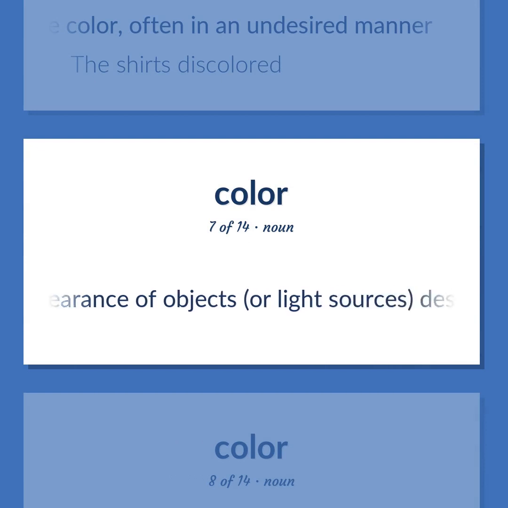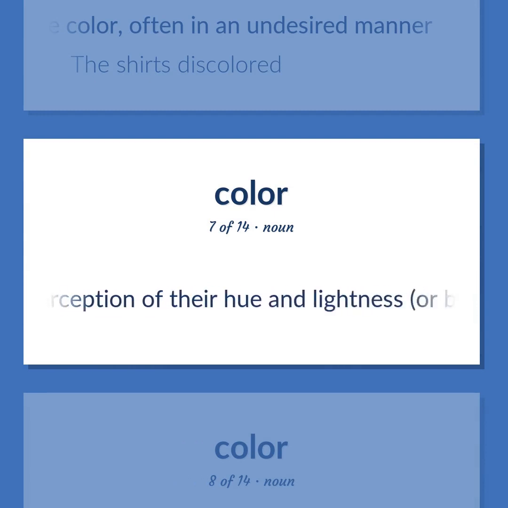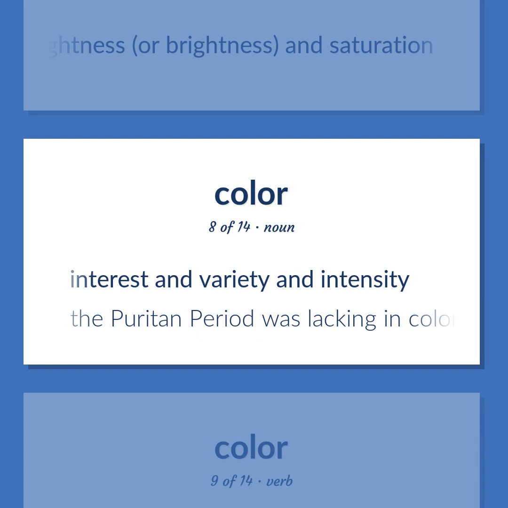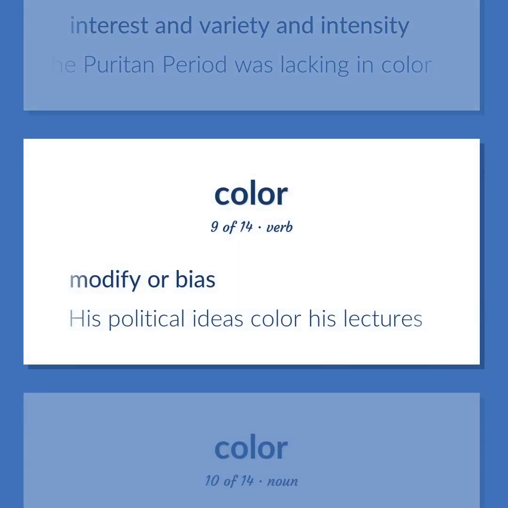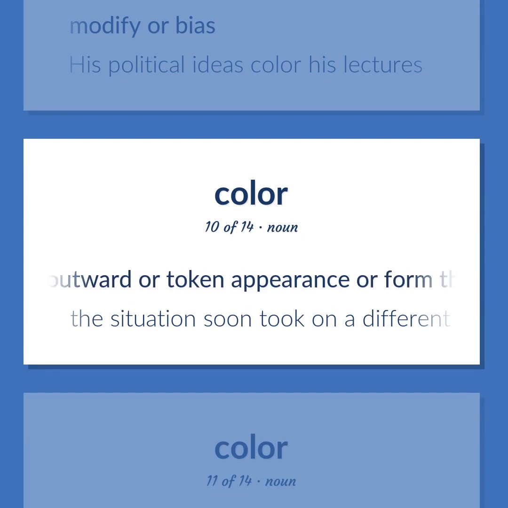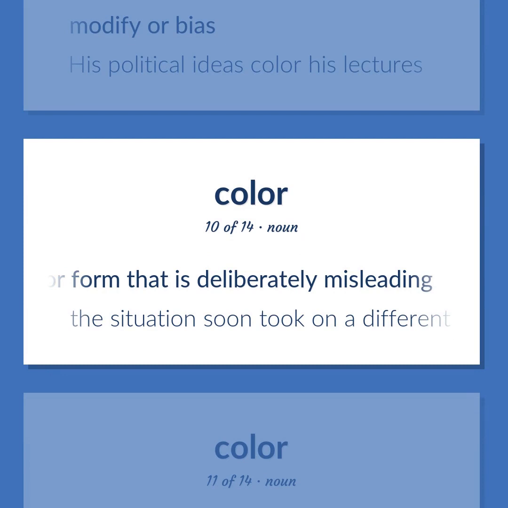The appearance of objects, or light sources, described in terms of a person's perception of their hue and lightness, or brightness, and saturation. Interest in variety and intensity. The Puritan period was lacking in color. Modify or bias. His political ideas color his lectures. An outward or token appearance or form that is deliberately misleading. The situation soon took on a different color.